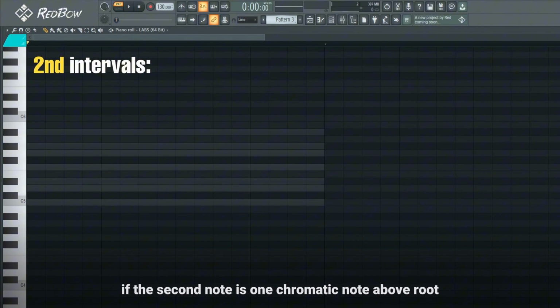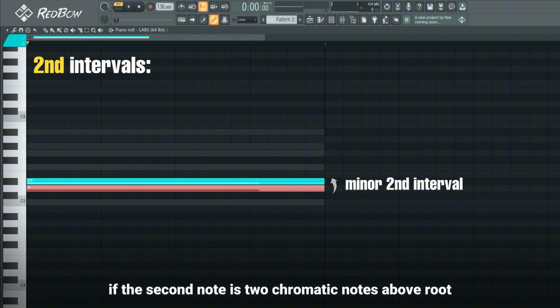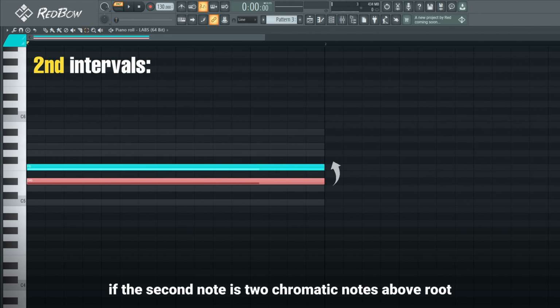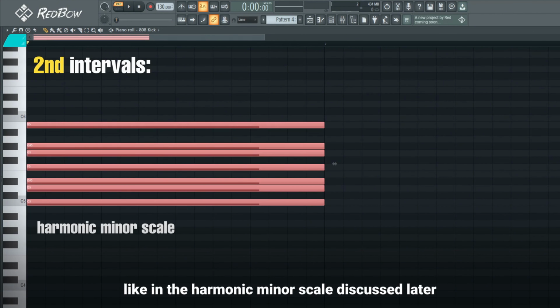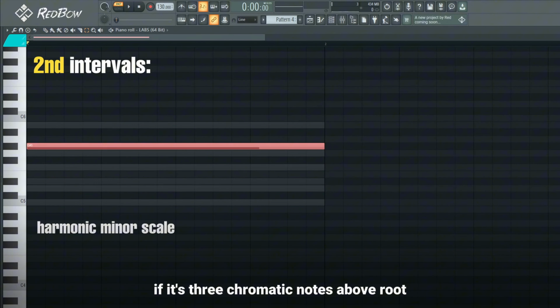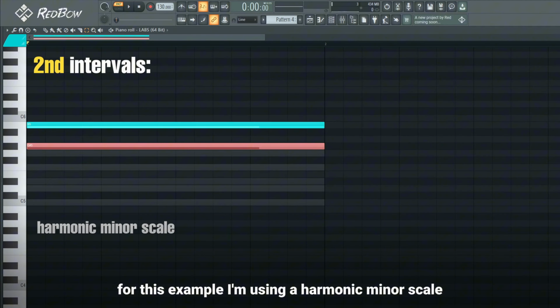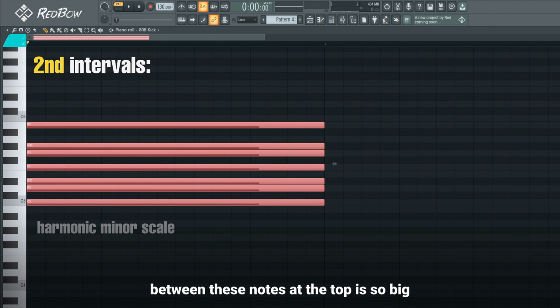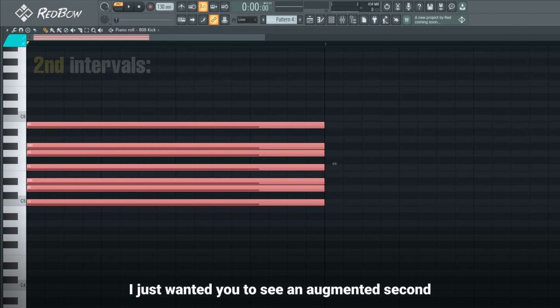Three to be exact. If the second note is one chromatic note above root, then it's called a minor second. If the second note is two chromatic notes above root, then it's called a major second. And in rare cases, like in the harmonic minor scale, discussed later, if it's three chromatic notes above root, then it's called an augmented second. For this example, I'm using a harmonic minor scale. That's why the space between these notes at the top is so big. Don't worry, we'll cover this scale later. I just wanted you to see an augmented second.